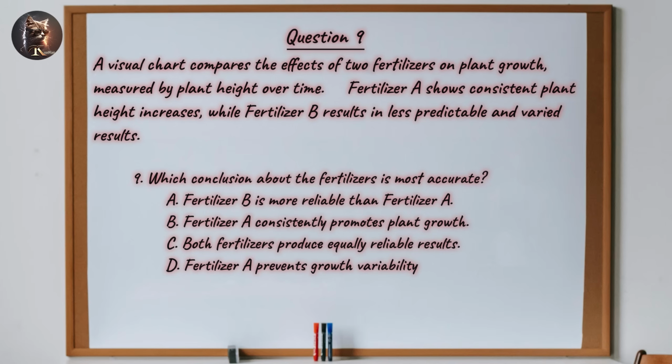Option A, fertilizer B is more reliable than fertilizer A. Option B, fertilizer A consistently promotes plant growth. Option C, both fertilizers produce equally reliable results. Option D, fertilizer prevents growth variability.